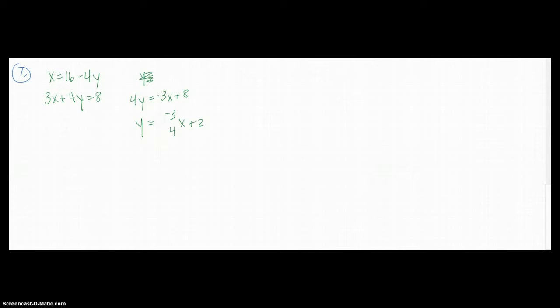Okay, so is this wrong? No. But is it more complicated to plug that fraction in somewhere? A little bit. Okay, so let me show you what I would have done. This is already set up very nicely for substitution, because the x is already by itself. X is equal to 16 minus 4y, so plug that right in for x.